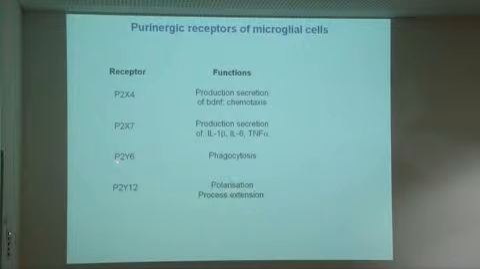These two receptors, P2Y6 and P2Y12, are in fact metabotropic purinergic receptors. The first one is important for the phagocytosis function of microglial cells, whereas P2Y12 is important for the process extension and the polarization of microglial cells that will occur when those cells are activated, and I will show you some examples later on. Interestingly, when microglial cells are activated, the first three receptors are upregulated, whereas P2Y12 is supposed to be downregulated.